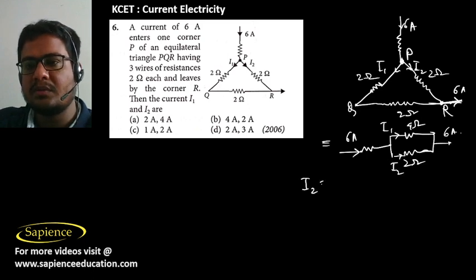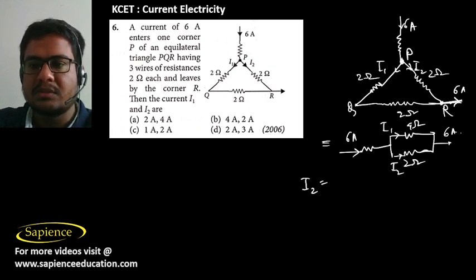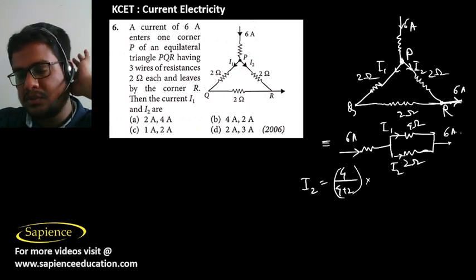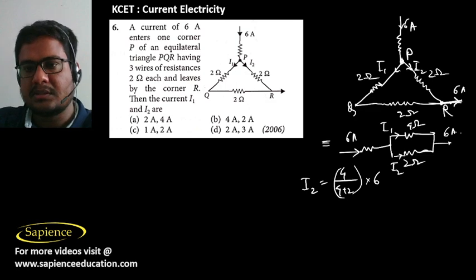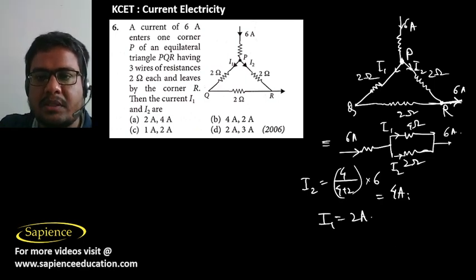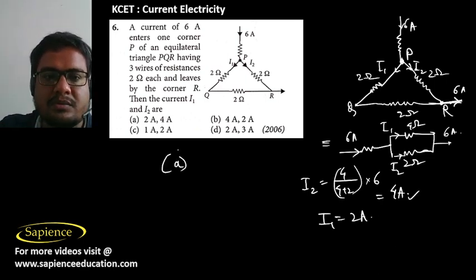So now current will be divided in the inverse ratio of resistances when the resistors are connected in parallel. So I2 will be 4 ohm by 4 plus 2, into I, that is 6. So this will be 4 ampere. So I1 will be 2 ampere. So I1 is 2 ampere, I2 is 4 ampere. So option A is the correct answer.